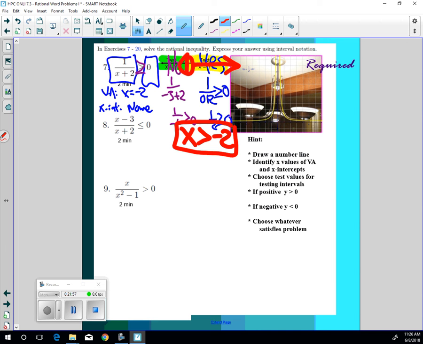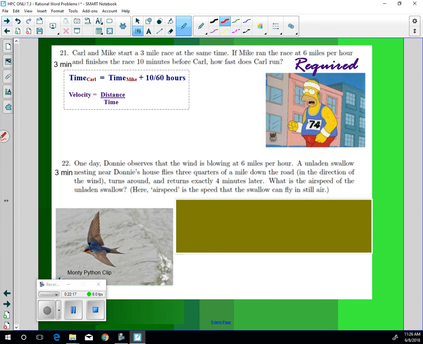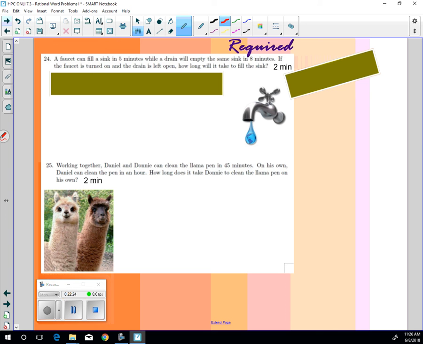Notice number 8 has a 3 and a -2 for zeros. This one, unfortunately, you're going to have a 1, a -1, and a 0. Do the number line thing, see where it's true. Easy. Your answer will be an inequality. You might have unions involved, and that's how you solve inequalities. Try these problems. I helped set up number 1. 21, 22 is a Monty Python problem. 24 and 25 are great practice problems for word problems.